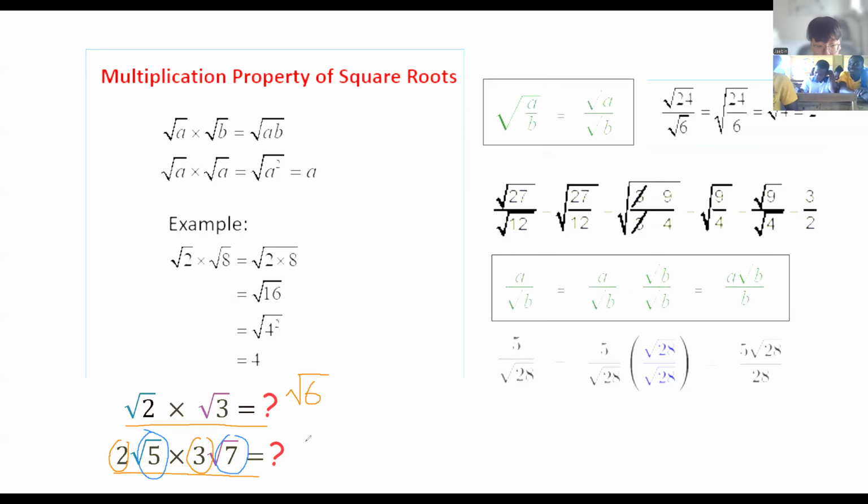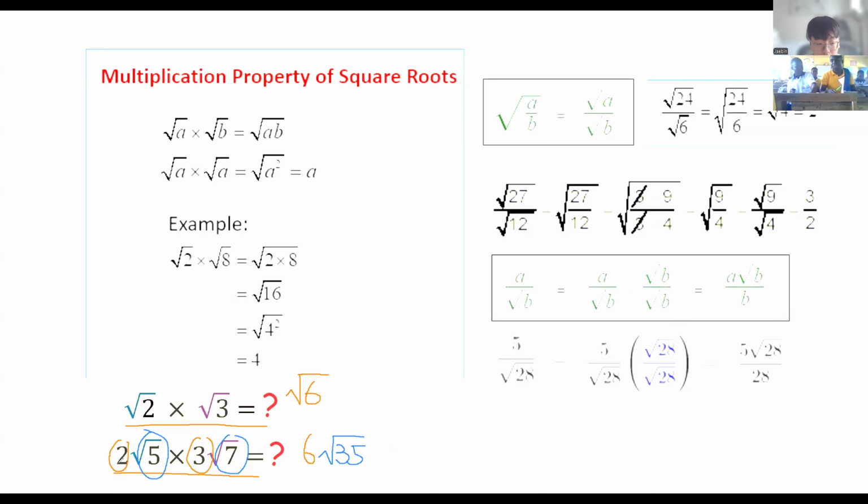Constants multiplied: 3 times 2 is 6, right? So it'll be 6. And what will be the square root? It'll be square root of 5 times square root of 7, which is square root of 35, right? 7 times 5 is 35. So 2 square root of 5 times 3 square root of 7 is equal to 6 square root of 35.